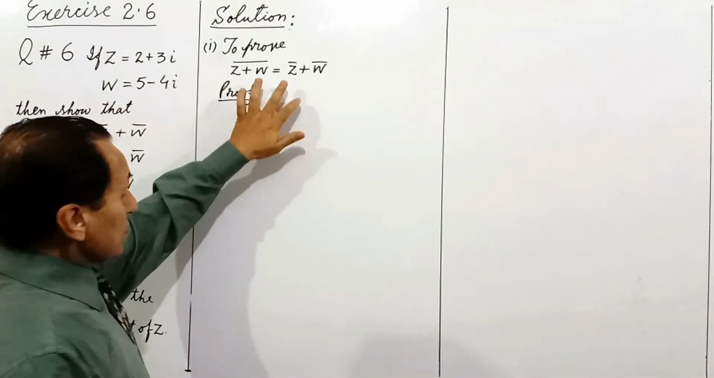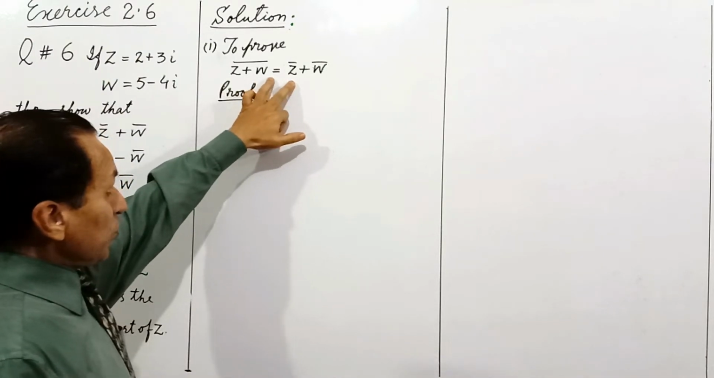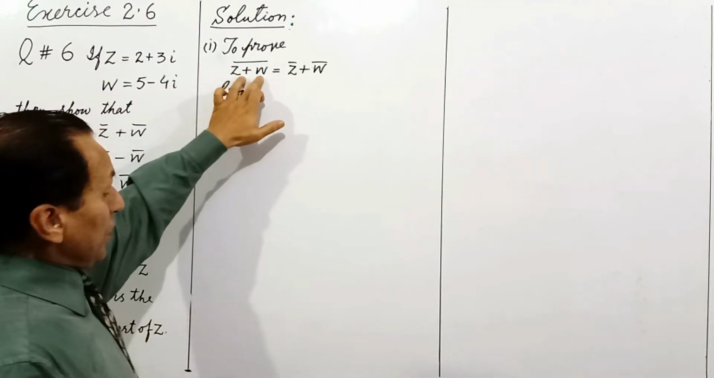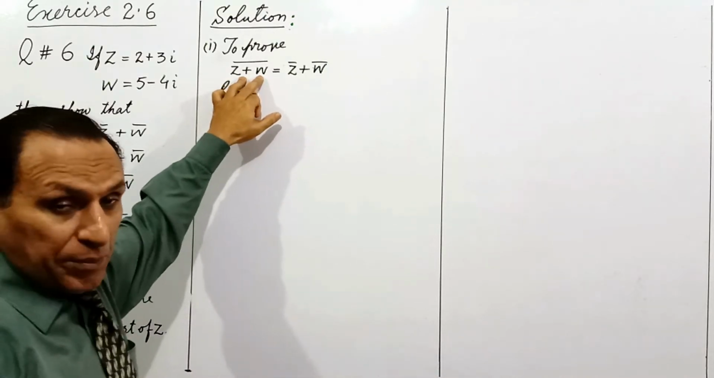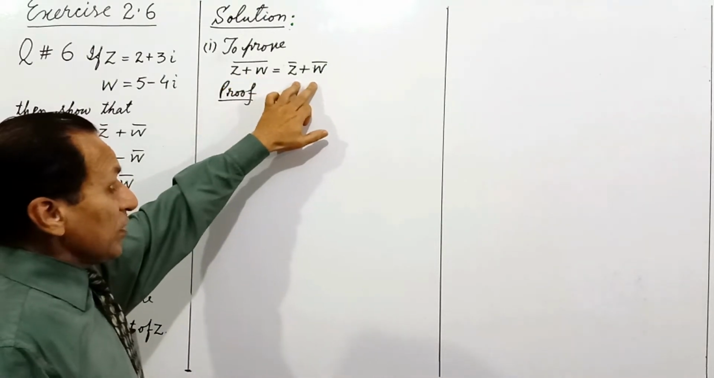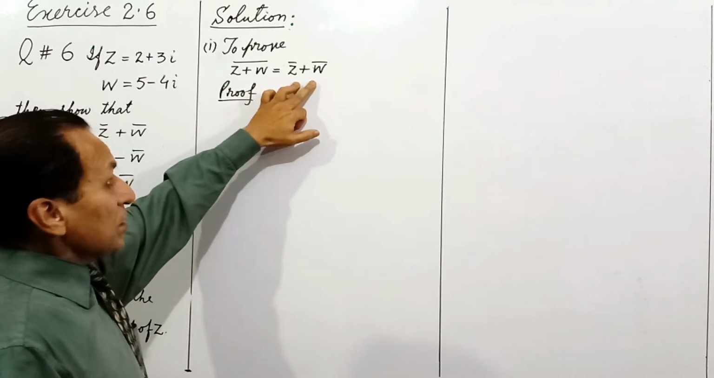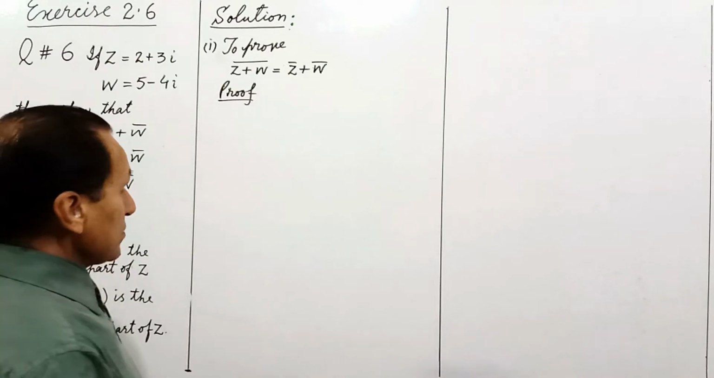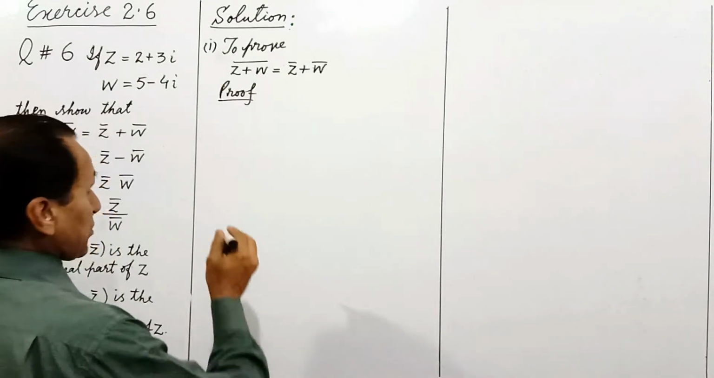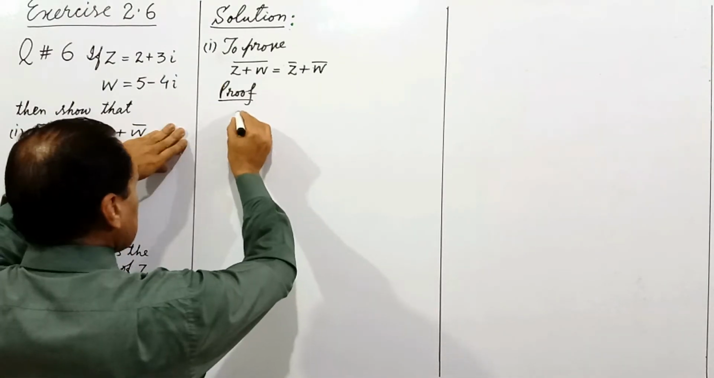To prove this, we need two different things. First of all, for the left hand side we need the sum of the complex numbers, and in the right hand side we need the sum of the complex conjugates of the given numbers. Let's begin with it. We take the left hand side first.